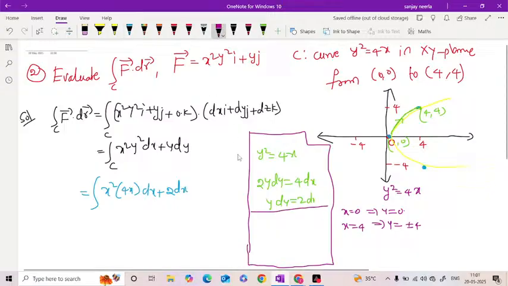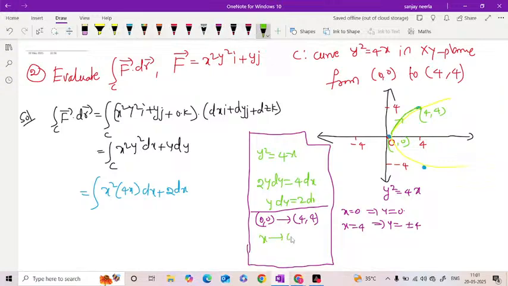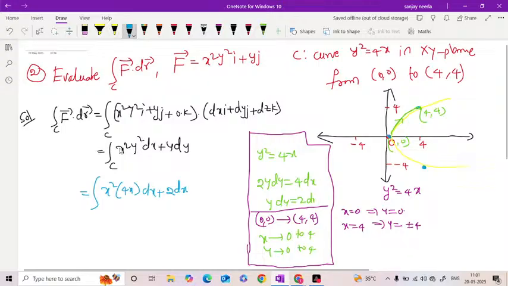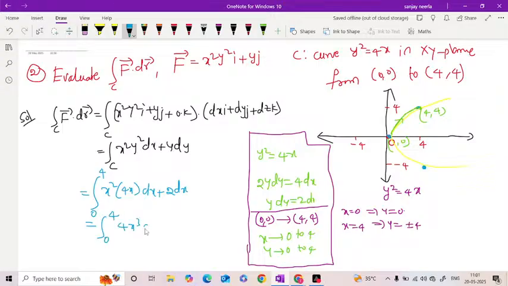Next one, come to the limits. Already the point is given, so 0, 0 to 4 comma 4. We are converting only in terms of x, so x limits are 0 to 4 and y limits are 0 to 4. Now in this problem, x limits are 0 to 4 only.